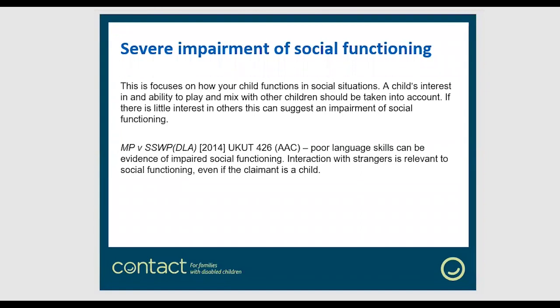There's some interesting case law saying that if a child's got poor language skills and communication skills, then that's probably going to be evidence of an impaired social functioning and should be taken into account. That piece of legislation also suggested that it's not just looking at how the child functions in terms of social functioning with people they know well, with friends and family, but also their ability to interact with people they're not familiar with. And that's the case even if the claimant's a child.